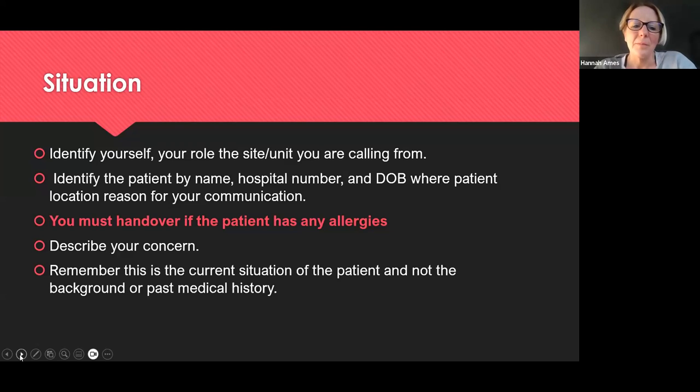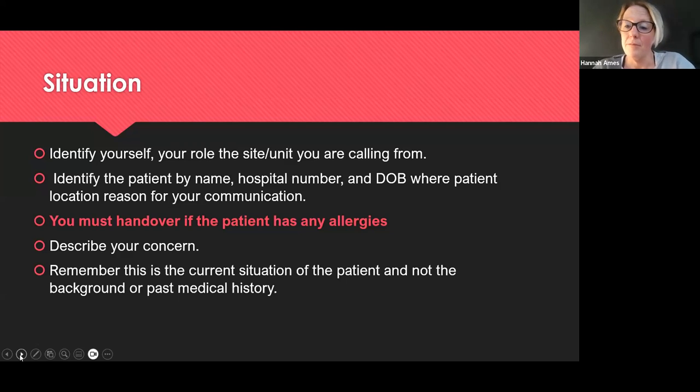And then you've got to describe your concern, okay? Remember, this is the current situation of your patient. It's not the background history or the past medical history. It's what is your primary concern. From your briefing information, you might have some observations on there. You might be able to pick up something that is concerning you. So you want to pick up what is your primary concern.